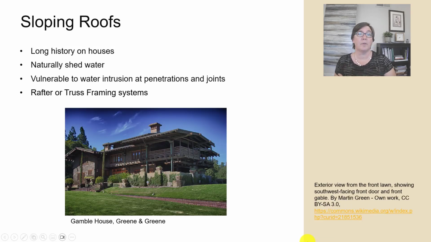All of our other roof types, the gable, the hip, the shed, these are all sloping roofs. Now, sloping roofs have a long history on houses. They're very popular because they naturally shed water, right? It just rolls right off. But we do have to worry about water intrusion at penetrations, like if a chimney comes through a roof, right? And joints, for example, when 2 different roof planes come together, there's a joint. Sloping roofs can be built with rafter or truss framing systems.